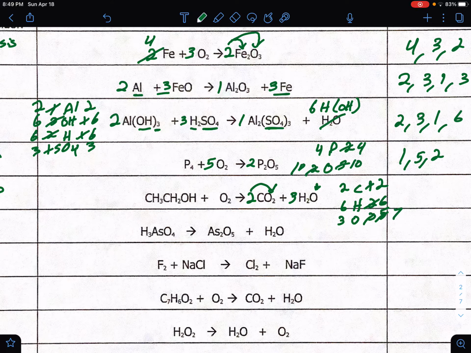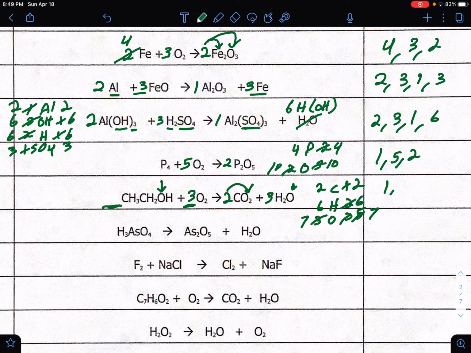Okay, so I need to get to 7 on the left. The last thing you want to do is put anything right here. Okay, because if you do, you're going to start all over again. So I need to see if I can manipulate this. So I need to get to 7 oxygens, but I'm not going to forget about this oxygen right here. So I need to know 1 plus what gives me 7. Well, that's 6. So that means all I got to do is multiply this by 3, and now I have 7 oxygens. So my answer would be a 1, 3, 2, 3.